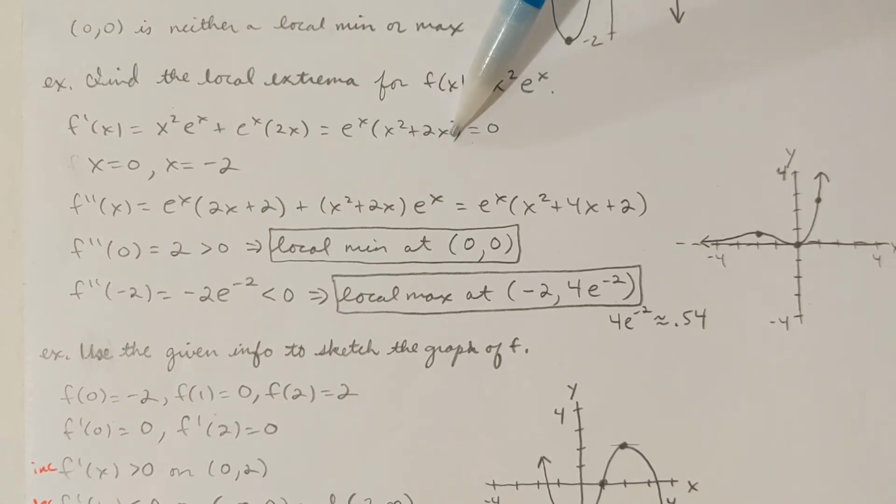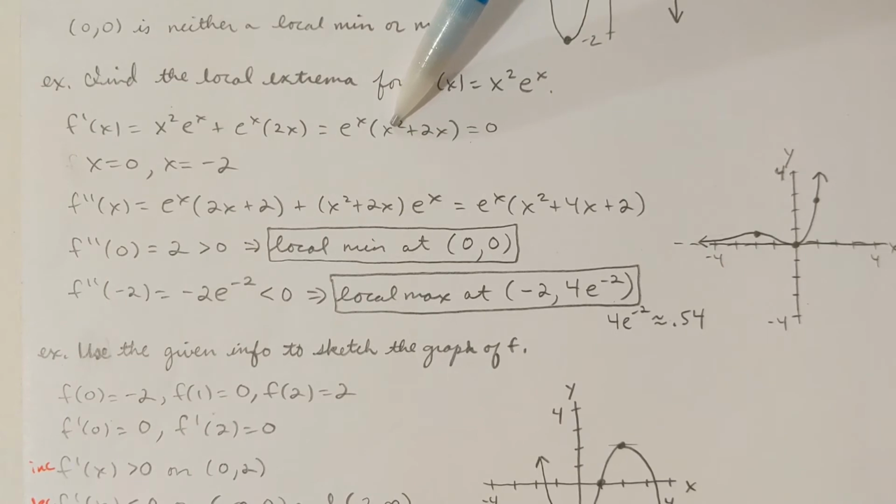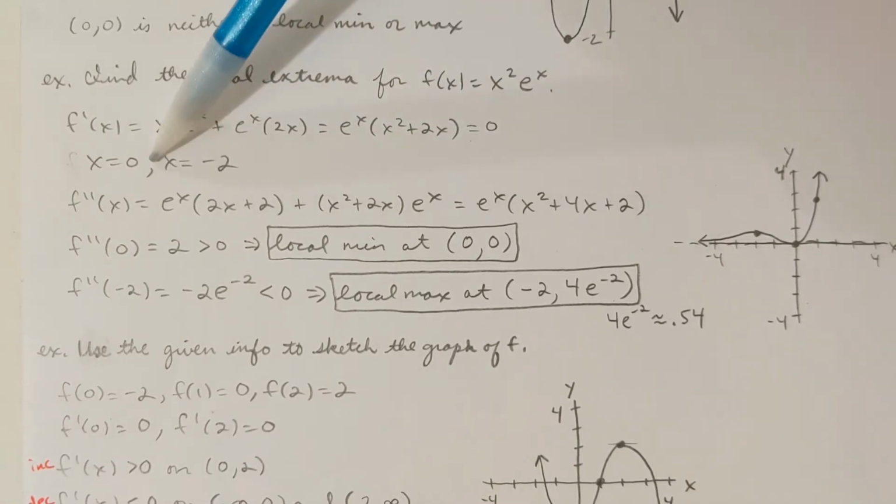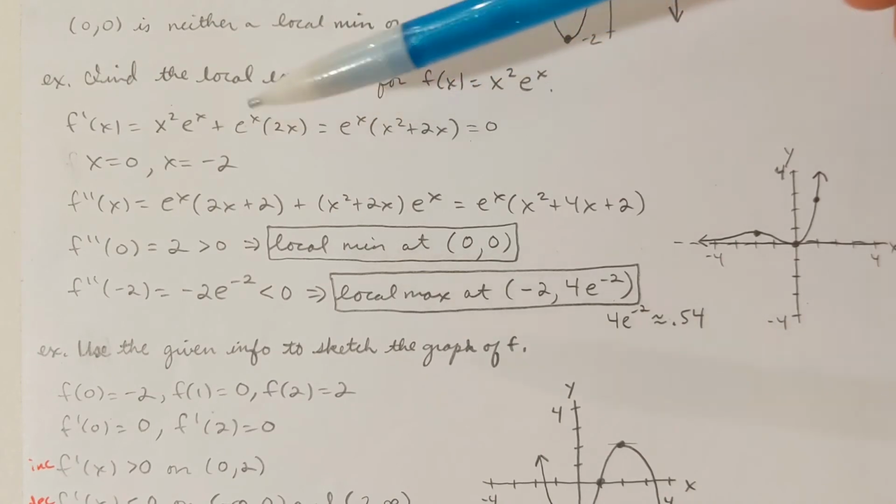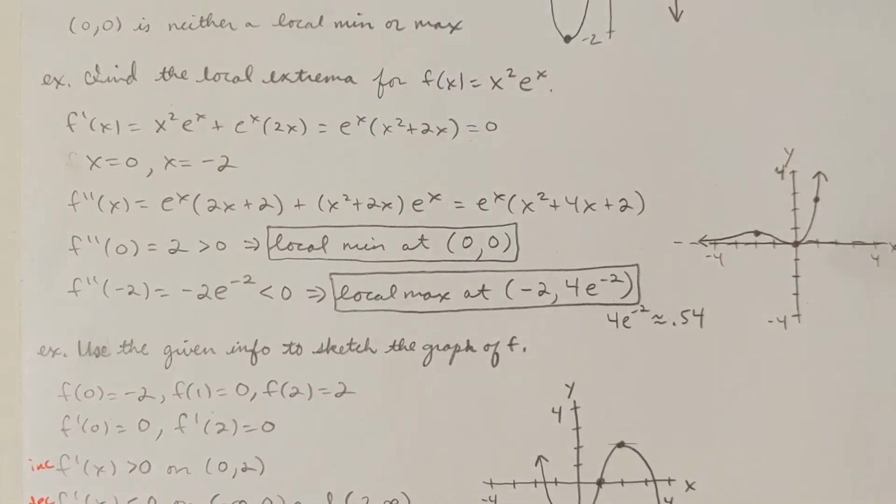X squared minus 2x, x is in common to those two terms, so you could factor that out. And you'll have x times x plus 2 equals 0. That means that x is 0 or x is negative 2. So I'm going to have two critical numbers here, and I'll need to plug those into f double prime.